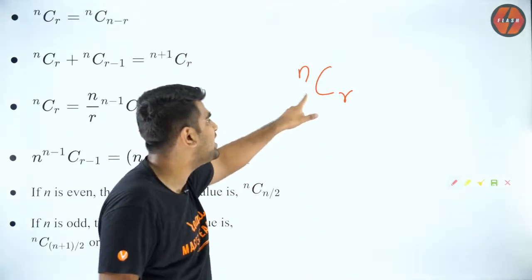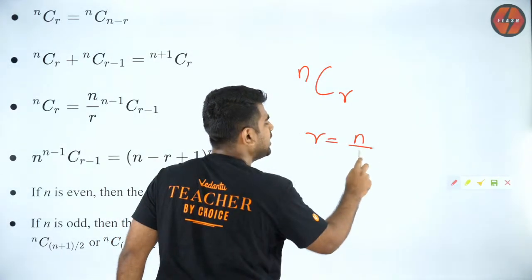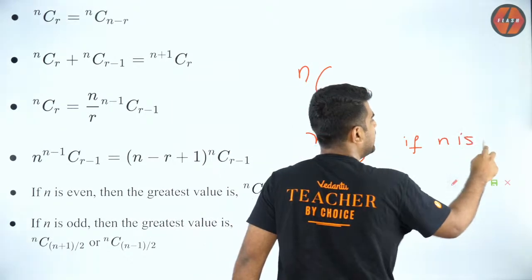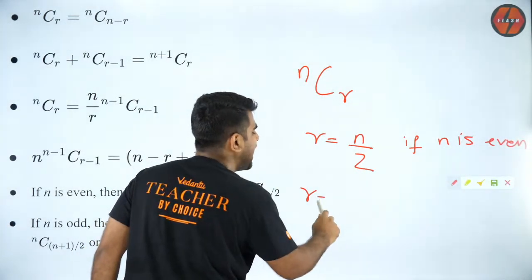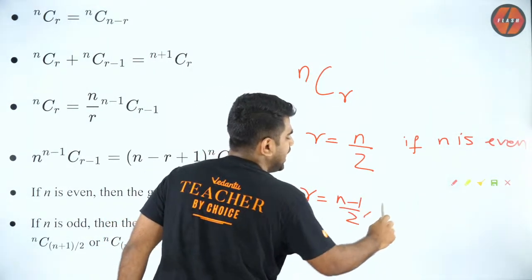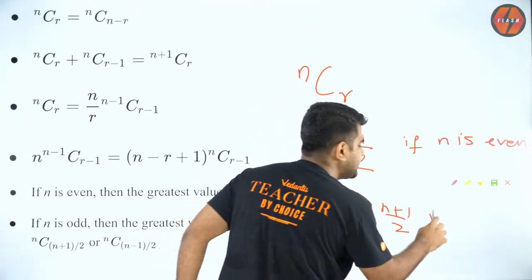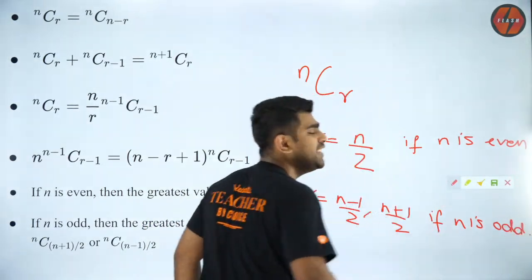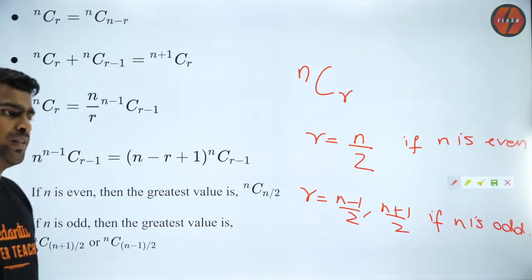Now that we have nCr, when do you think it will be maximum? It will be maximum when r is equal to n by 2, if n is even. If n is odd, there will be two terms: r equal to (n minus 1) by 2 and (n plus 1) by 2. So please keep that in mind because they are all very important. These are all from binomial theorem. I just wanted to recollect them.